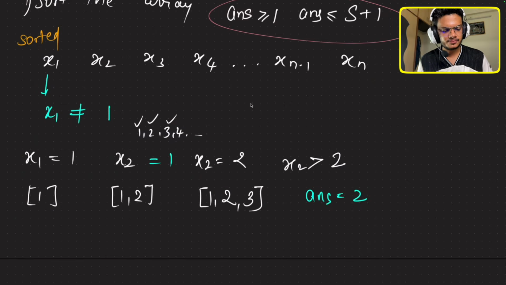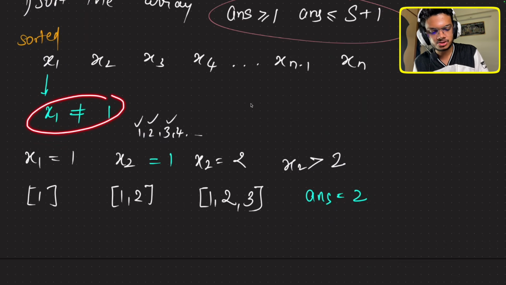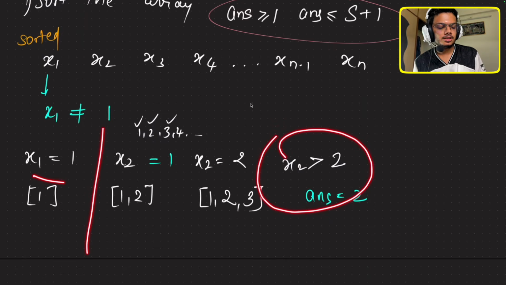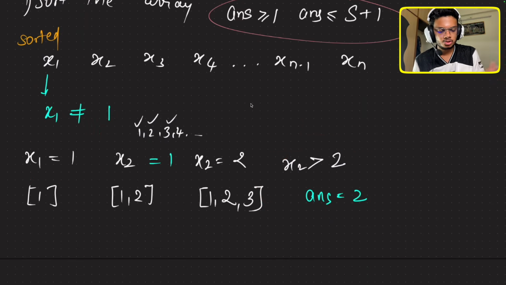Let's take it one more step further, like deciding upon the value of x3, then you'll get it. But all that you need to know right now is if x1 is not 1, your answer is 1. If x1 is 1 and if x2 is greater than 2, then your answer is 2, right? And I just showed you how.